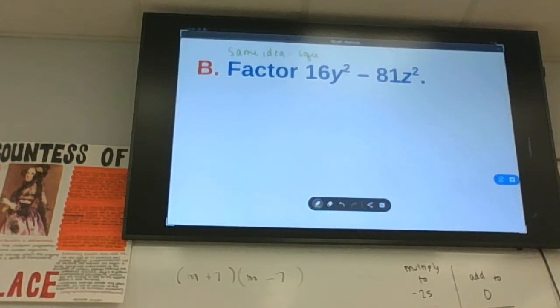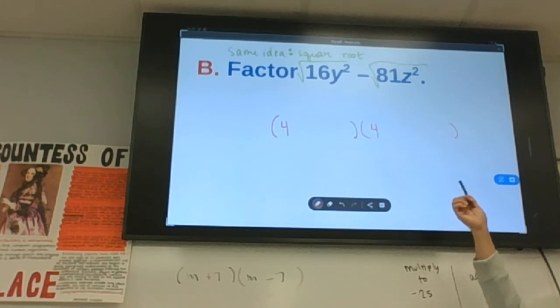This is 16, 4, and then 81. So I'm going to square root the left side and the right side, and I'm going to do 2 sets of parentheses. The square root of 16 is 4, so I'm going to put a 4 in both. And the 16 has a y with it, so it's 4y and 4y. The square root of 81 is 9. It has a z with it, and it's the same thing.